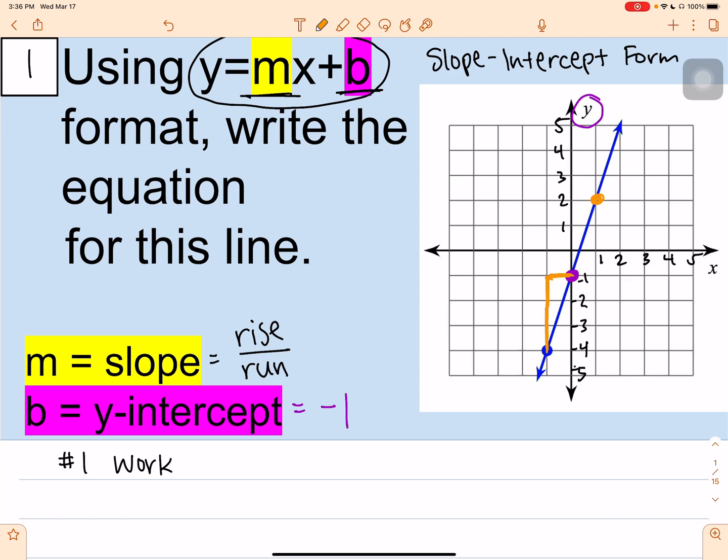So I go from one point to the next. This is my rise and this is my run. So I count each jump and they're just going by one. So I go 1, 2, 3. That is my rise. And then I go 1 to the right. So that is my run. 3 over 1 is equal to 3.